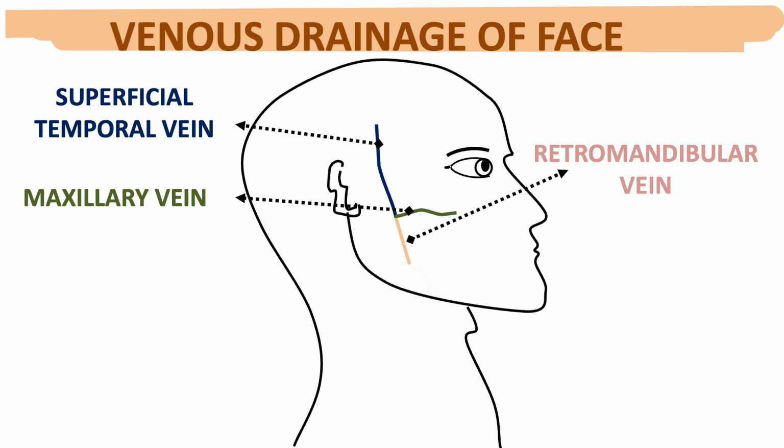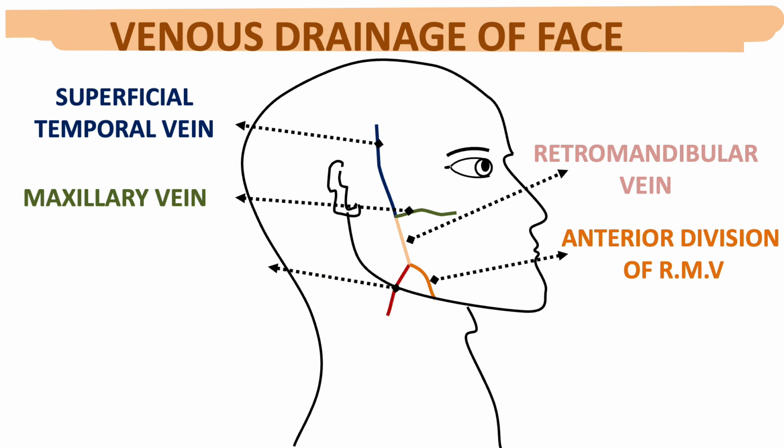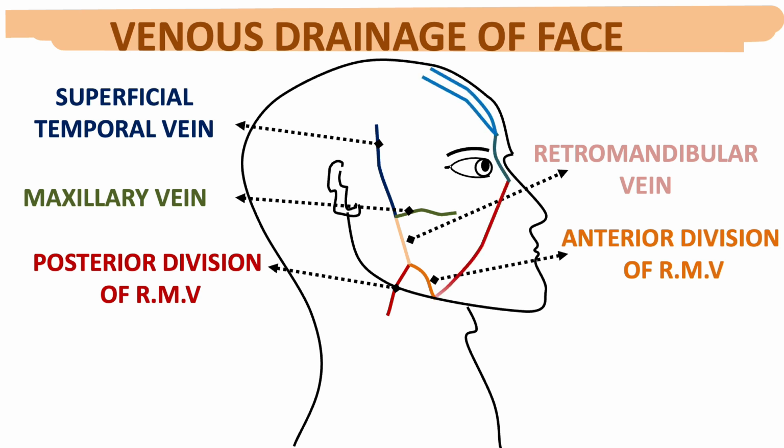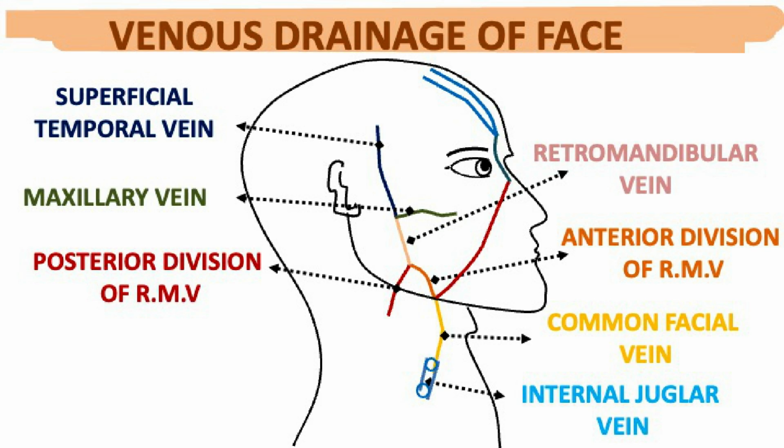And then retromandibular vein is divided into two divisions, anterior and posterior division. First of all, we are going to talk about the anterior division of retromandibular vein. Anterior division combines with the facial vein as we have already discussed, and then it will form a common facial vein, and then this common facial vein drains into the internal jugular vein. So the venous drainage of face is mainly carried out by the retromandibular vein and the facial vein. These are the two main veins.